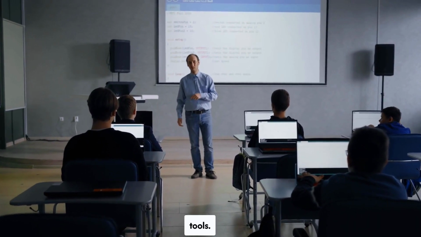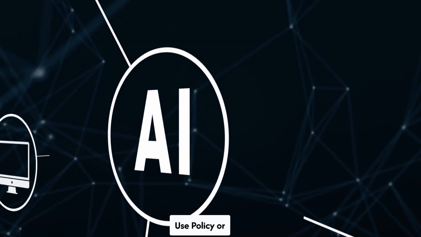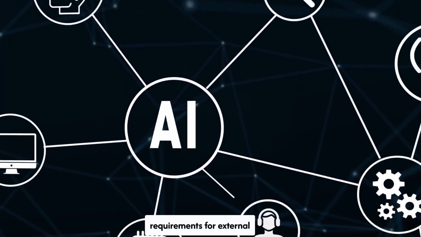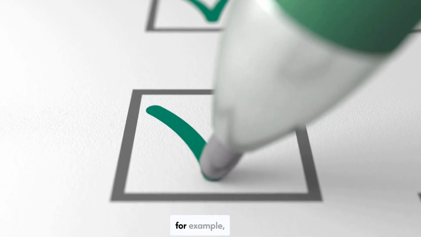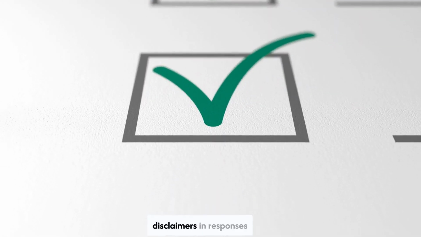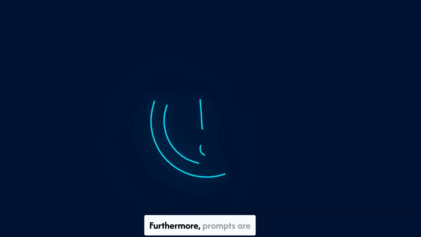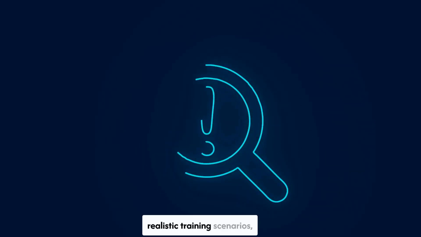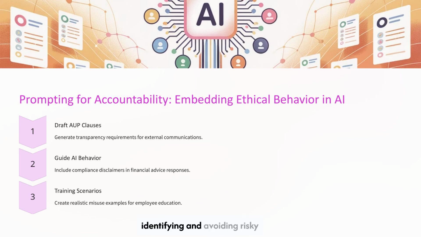Prompting isn't just for content. It can also embed ethical behavior and support accountability. We can use prompts to draft clauses for our acceptable use policy or generate transparency requirements for external communications produced by the AI. Prompts can guide the AI's behavior directly, for example, by including compliance disclaimers in responses related to sensitive topics like financial advice. Furthermore, prompts are invaluable for creating realistic training scenarios, simulating potential misuse cases to educate employees on identifying and avoiding risky interactions with Gen AI.